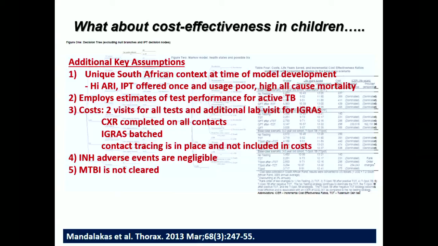Other assumptions were in the costing: 2 visits for everything, additional cost for a lab visit if you had an IGRA done. Everybody got chest x-rays. The IGRAs were batched with decreased cost. And this is key, contact tracing was in place already, so it should be happening, and that cost isn't put into the model. Adverse events from INH are negligible, and this was another big debated point. We said that TB infection was not cleared, so that once you were infected, you couldn't progress to a non-infected state in your Markov models.